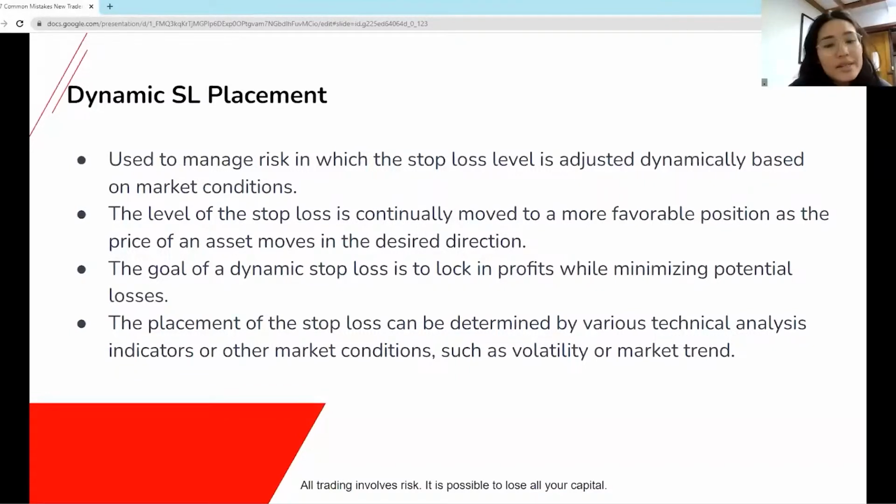So this is why it's important to have dynamic stop loss and take profit placement. Dynamic stop loss is a trading strategy used to manage risk in which the stop loss is adjusted dynamically based on market conditions. The level of the stop loss is continually moved to a more favorable position as the price of an asset moves in the desired direction. The goal of a dynamic stop loss is to lock in profits while minimizing potential losses, and the placement of the stop loss can be determined by various technical analysis indicators or other market conditions, such as volatility or market trend.